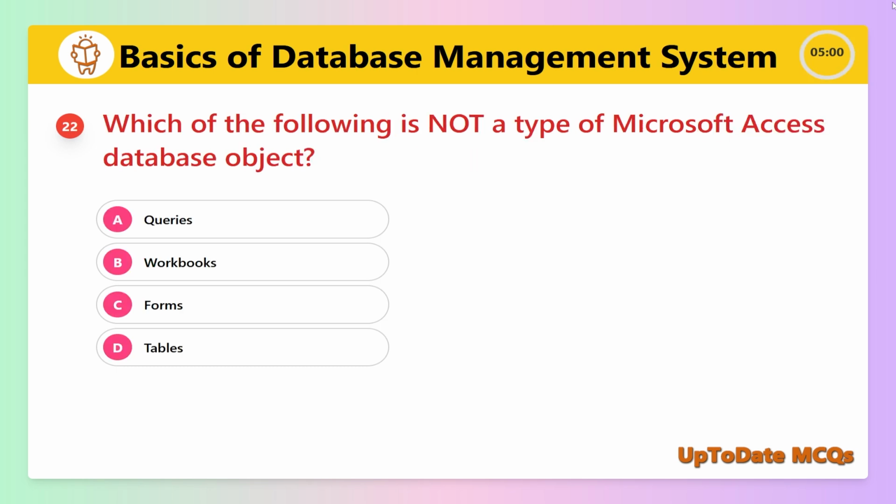Which of the following is not a type of Microsoft Access database object? A. Queries. B. Workbooks. C. Forms. D. Tables.